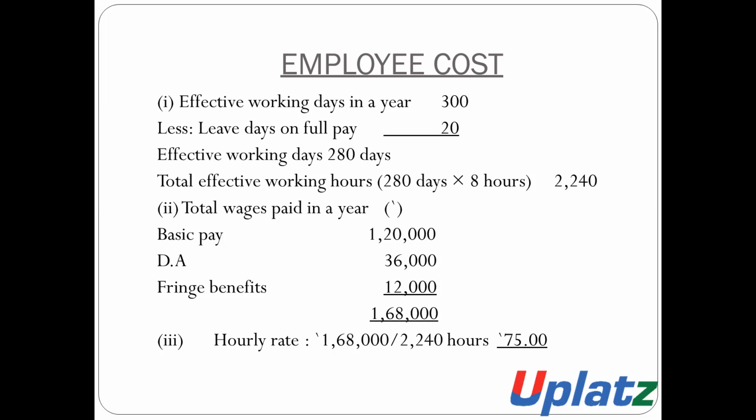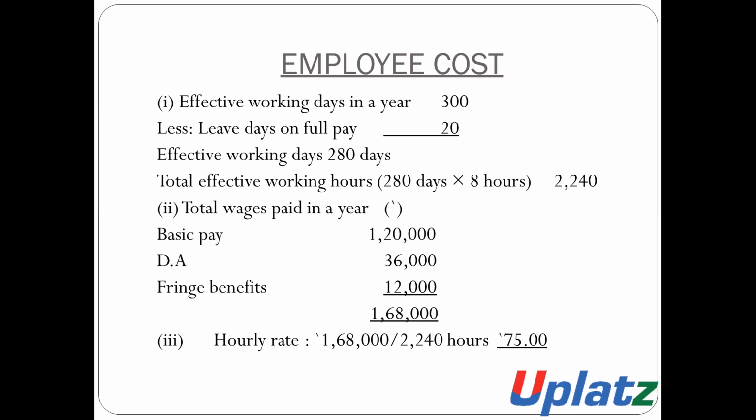Then total wages paid to the employee in the year: basic salary is 1,20,000, DA allowance is 36,000, and the fringe benefit is 12,000. Then the total amount of wages paid in a year is 1,68,000.